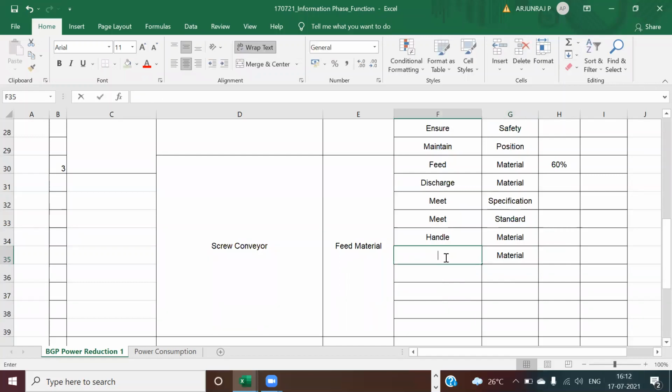Can it be maintained shape instead of lump material? Can you put it as maintained shape? Yes, it's okay. Again, the mixing of material is also one process of this screw conveyor. Mixing of material, yes, blend. That is nothing but maintained shape. The blend material.